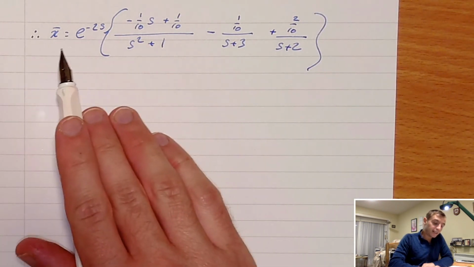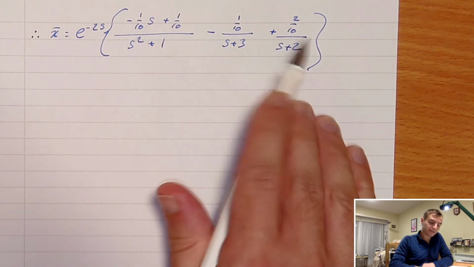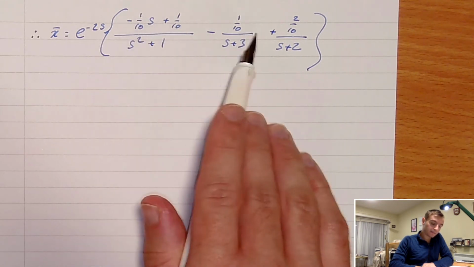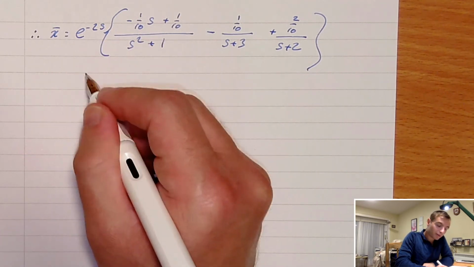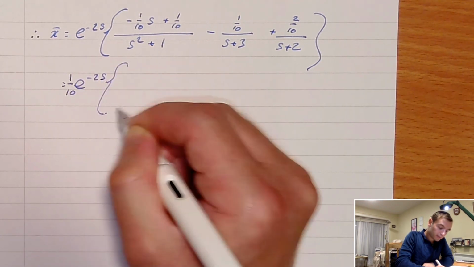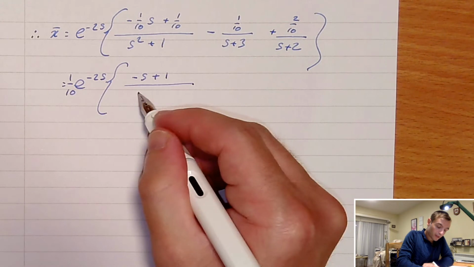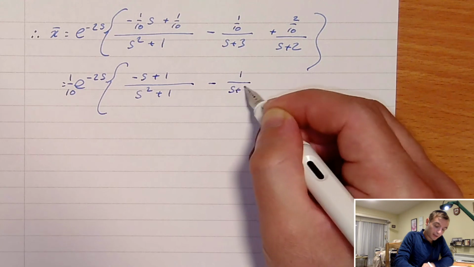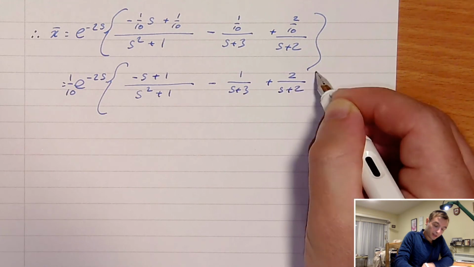And there we have the expression for x bar, or F of s, in terms of its partial fractions, in terms of the coefficients of the partial fractions. So let's take out 1/10, and I think this will look a lot less intimidating once I do that. So let's take out e to the minus 2s and 1/10. We have minus s plus 1 on s squared plus 1, minus 1 on s plus 3, plus 2 on s plus 2.